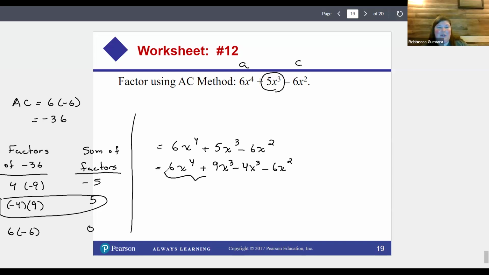So here, if I do this grouping, we notice that both of those are divisible by 3 and x cubed. So I can pull that out, and then I'm going to just be left with 2x plus 3. Here, we got 2 negatives. I can pull out a negative 2 and an x squared. If I do that, I'm just going to be left now with a positive x plus 3.